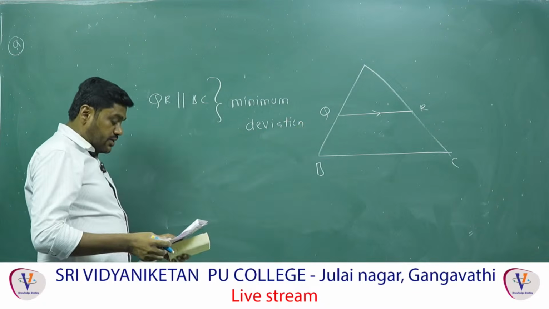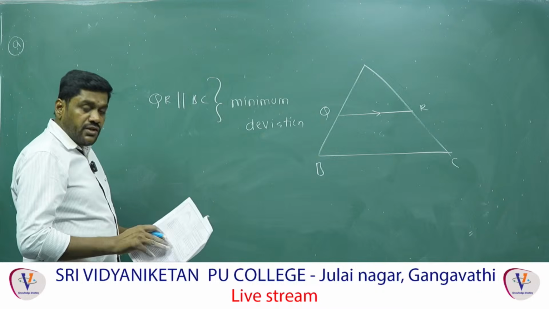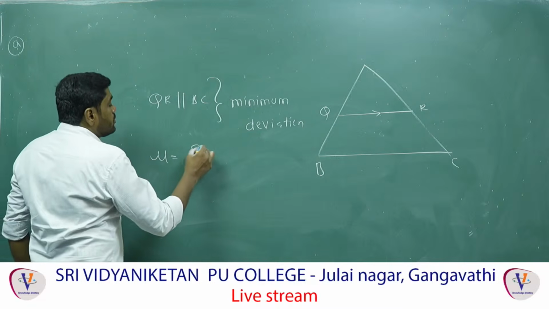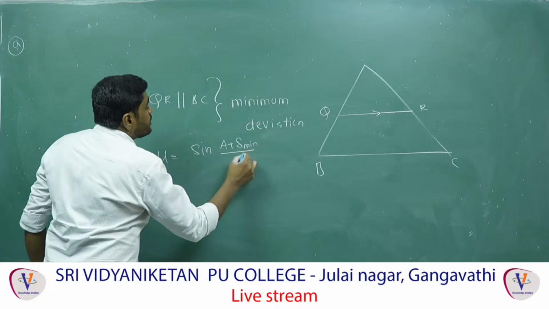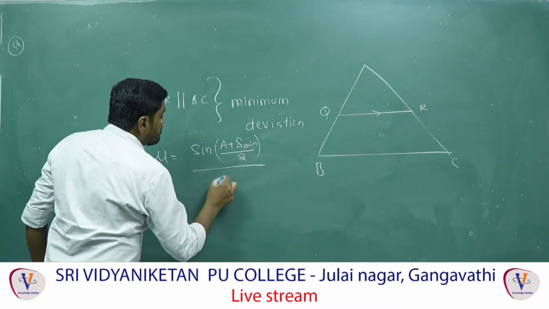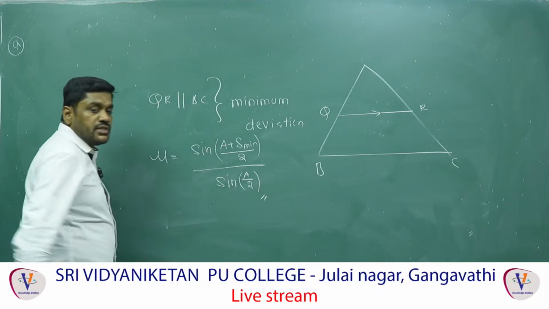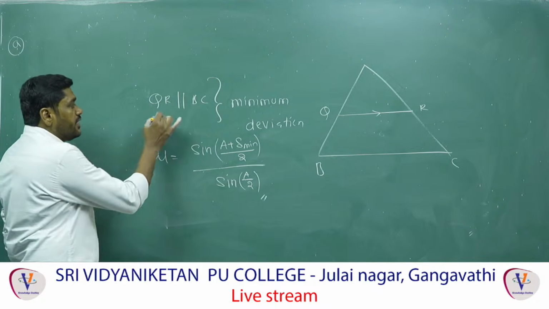They are asking for the angle of deviation of the ray. Therefore, the formula is mu equals sine of (A plus delta minimum) by 2, divided by sine of A by 2. This is the formula. The value of A they have given is 60 degrees, and you follow like that. This is the indication for that.